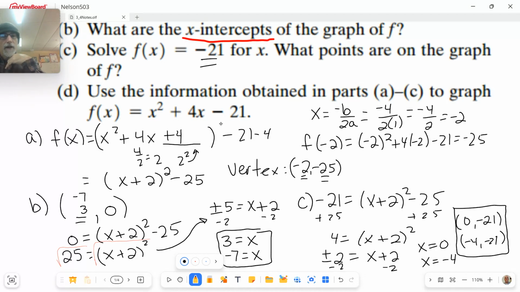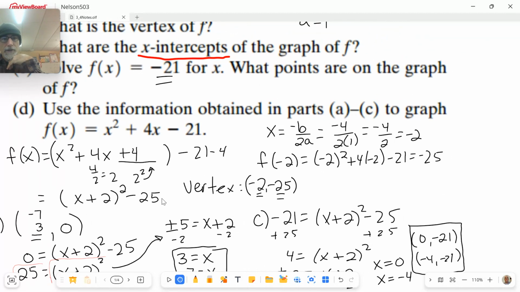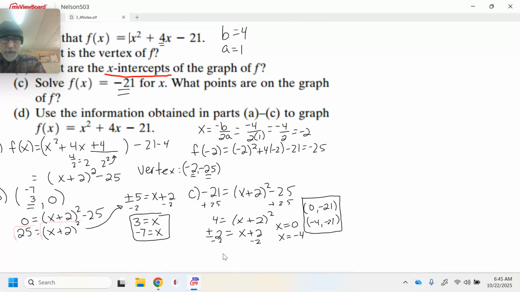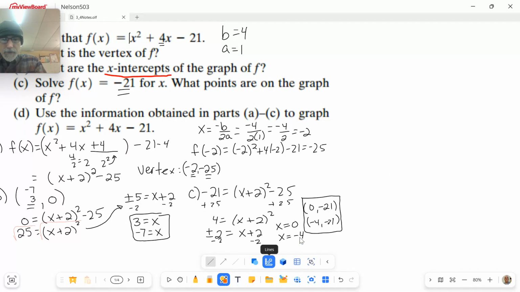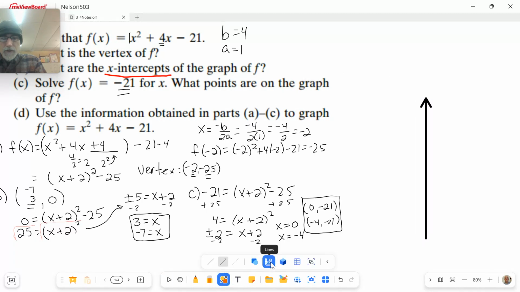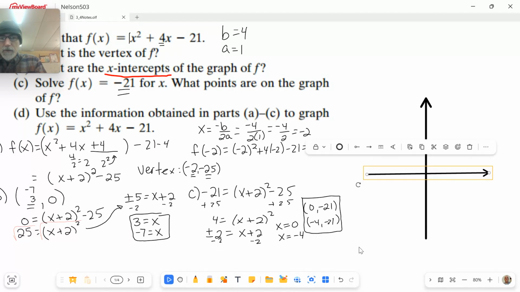Okay. Part D says use the information attained to make a graph. Okay, all right. Let's see here. How about this little software program? I think I can make a nice axis over here. Let's see. There's my y-axis. Oh boy, I switched off my pro. Oh, that's convenient. And then there's my x-axis. Oh yeah, my vertex is at (-2, -25).